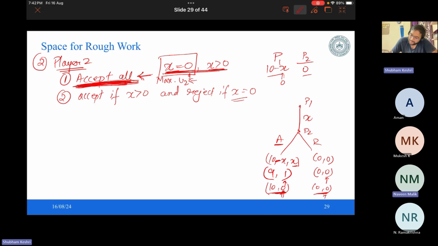0 if x is 0, 1 if x is 1, 10 if x is 10. So this is one Nash equilibrium of this game. But over here, this gives some complications.